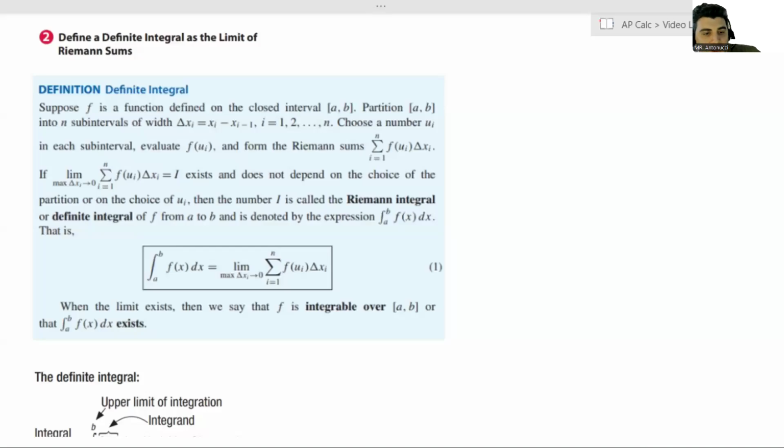All right, guys, Mr. Antonucci here, and in this video, we want to define a definite integral as a limit of Riemann sums. So here's our definition.